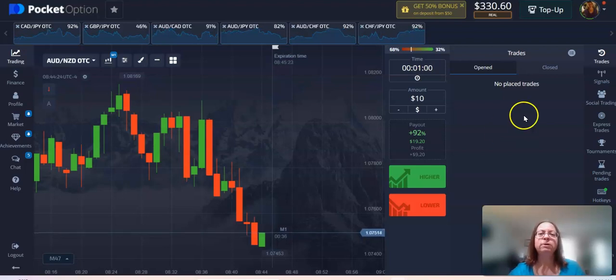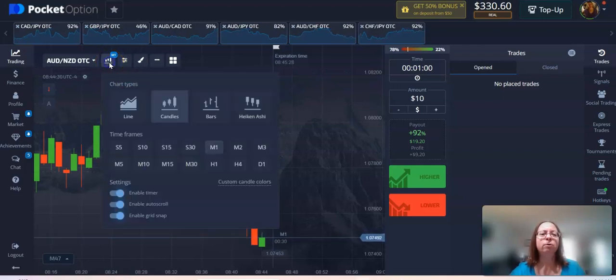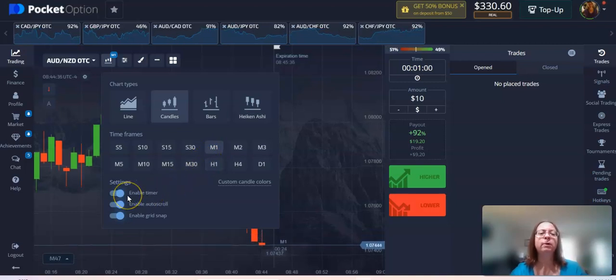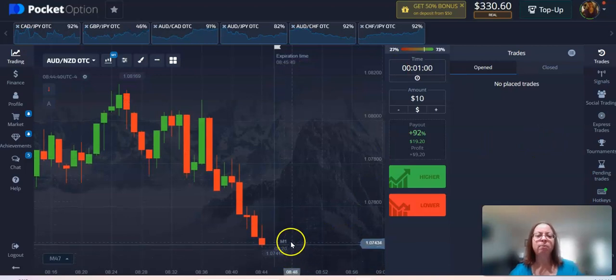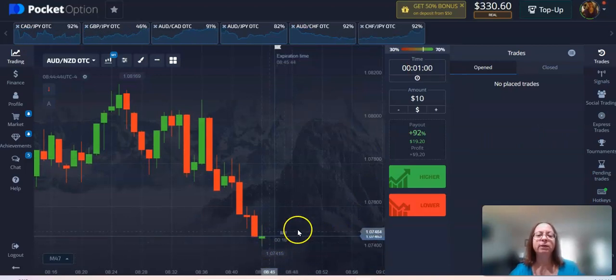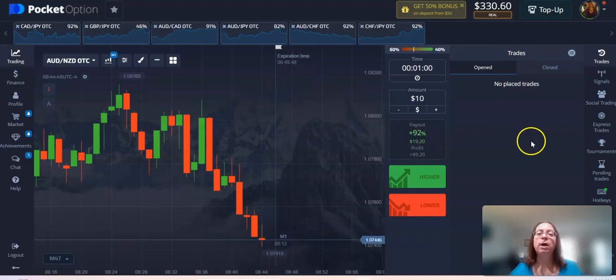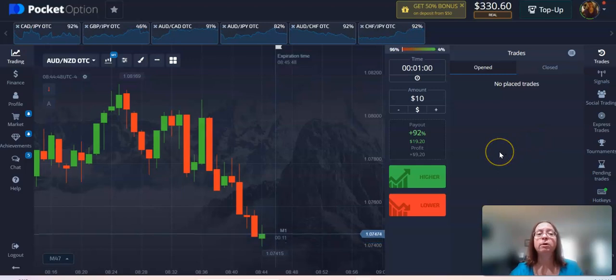The first thing I'm going to tell you is that you need to make sure you're using the candle chart, and you're going to want to use the M1, which is 1 minute candles, and enable the timer. What the timer does is it has this little M1 showing you that it's building minute candles and how many seconds till the next candle, which is very nice to know so that you can make a decision on whether or not you're getting into that trade.